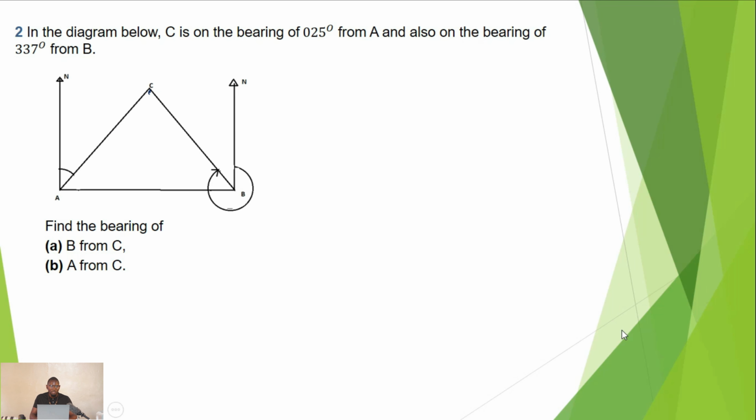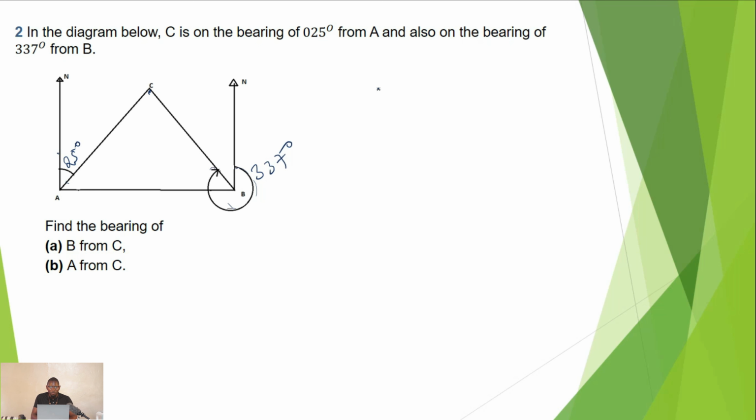So let us look at example number 2. We're saying in the diagram below, C is a point on the bearing 25 degrees from A. So from A, this is 25 degrees. And also on the bearing of 337 degrees from B. So from here up to there, we have 337 degrees. Now, the question is, can you find the bearing of B from C?